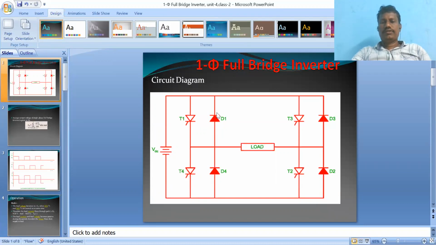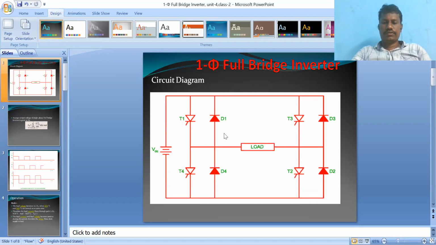In this inverter, we are getting an output voltage that is double that of the single phase half bridge inverter. In the case of the single phase half bridge inverter, the output voltage V0 is equal to the sum over n equal to 1, 3, 5 and so on to infinity of 2Vs by n pi into sin n omega t. But in the case of single phase full bridge, it is double, that is 4Vs by n pi into sin n omega t. So it is double that of the single phase half bridge inverter.